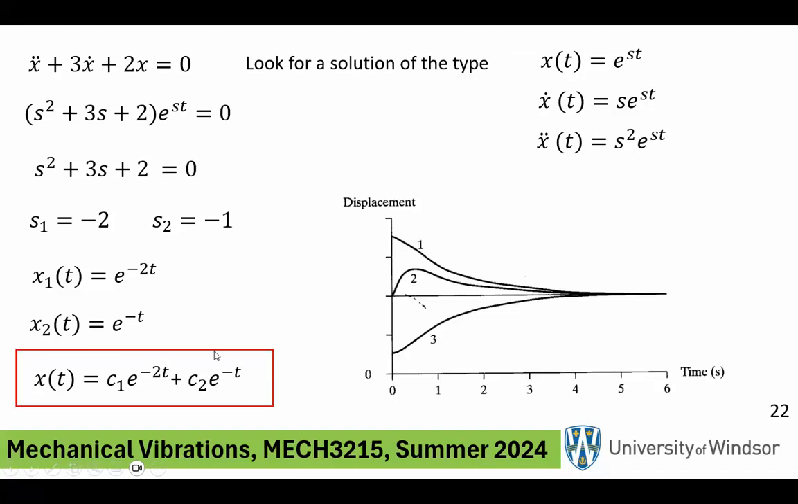Now remember, C1 and C2 depend on what your initial condition is. Okay, for example, you might say, what if x at 0 is 5 and x dot, the derivative at 0, is 6? Then you write those equations, plug in t equal to 0 for x equal to 5, then differentiate it and plug in t equal to 0 for the derivative equal to 6. You get two equations and two unknowns, C1 and C2. Work it out, and you get the solution.